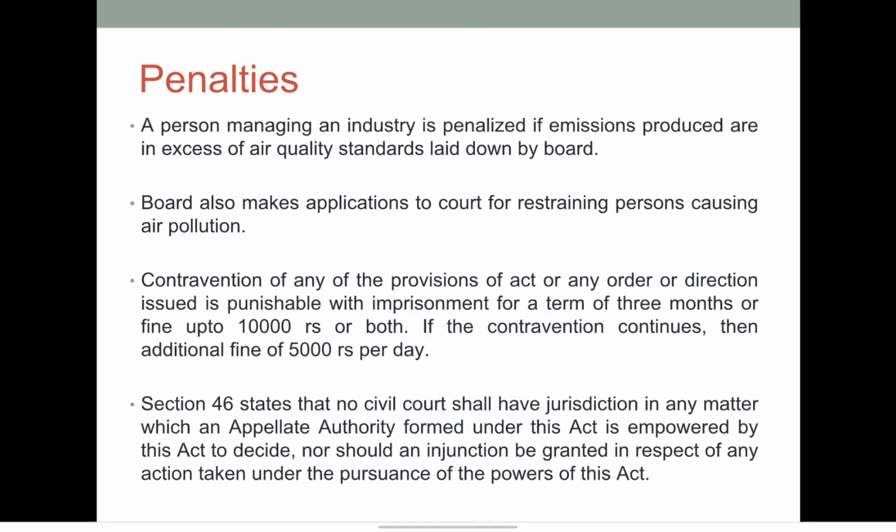Now let us look at the penalties under the Air Prevention and Control of Pollution Act. The penalties are that if any industry or a person managing an industry produces emissions in excess of air quality standards laid down by the board, he is penalized. Also, the board can make applications to the court for restraining such persons who cause air pollution. Contravention of any provisions of the act or any order or direction issued under this act is punishable with imprisonment for a term of 3 months or fine up to 10,000 rupees or both. And if this contravention continues, an additional fine of 5,000 rupees per day.